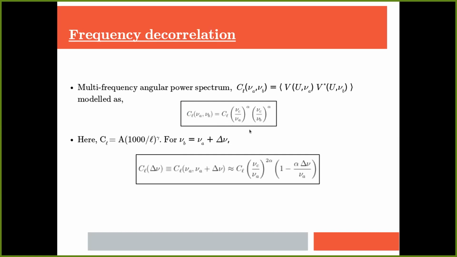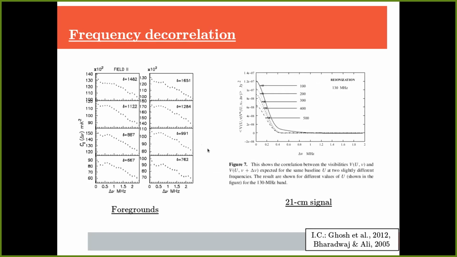So we see that the foregrounds are smooth in frequency. Even when we consider this nu b to be equal to some nu a plus some frequency separation delta nu, and we expand it, we get that the multi-frequency angular power spectrum as a function of delta nu is also a smooth function in frequency. This shows the C_L(delta nu) for the foregrounds at a frequency of 153 megahertz, where at different L values they have shown the measured C_L(delta nu), and we see that the foregrounds decorrelate over a frequency of more than 2 megahertz.